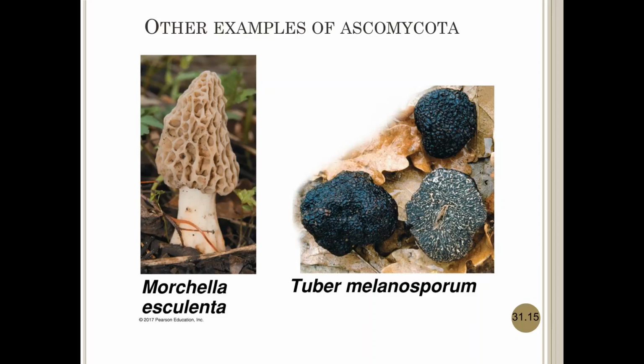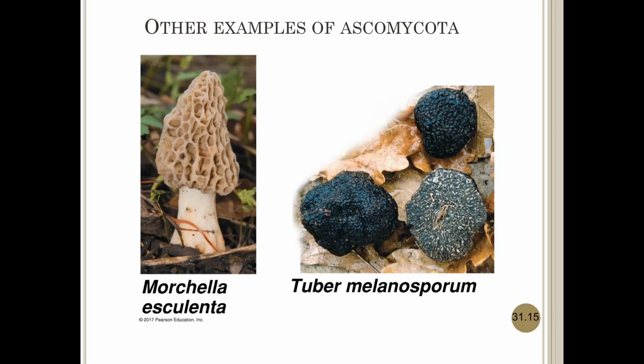But again, it doesn't look very much like this close cousin, but if you were to cut that guy open, it's going to be lined with asci with 8 ascospores in each ascus. So this right here is going to be the ascocarp. So that's the cup portion of the fungus.